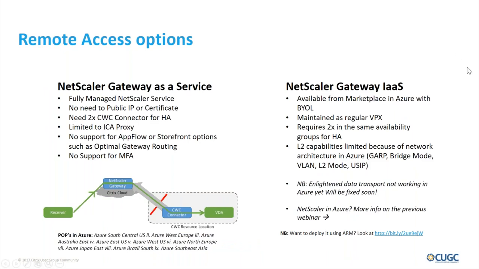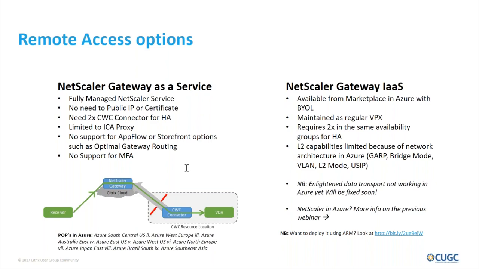Yeah, so moving on to ways of accessing your Citrix infrastructure in the cloud. A couple of options we want to focus on here is Netscaler Gateway as a service. So this is a fully managed Netscaler service running in the Citrix Cloud. It's a one-click deployment, and it is literally fully managed by Citrix. There's no public IP address that you need or no certificate, and it's a switch to turn it on. There are limitations on it.